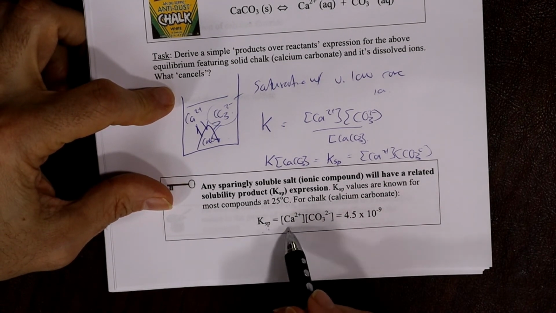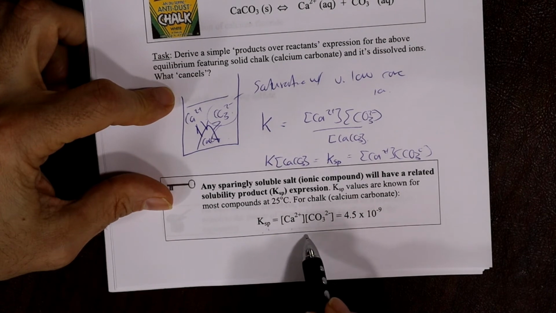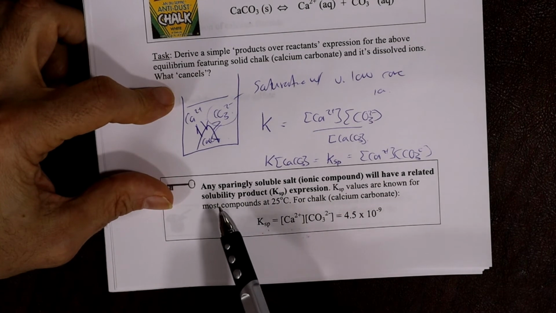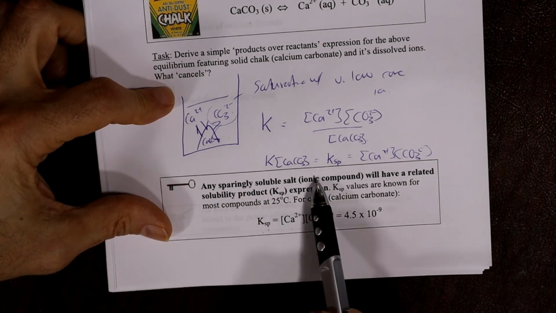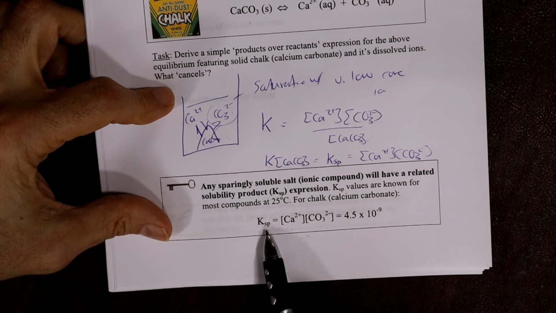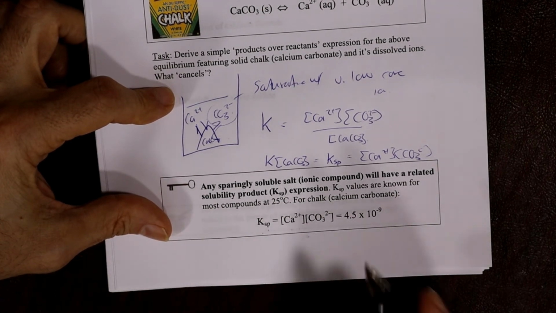It's basically the ions in solution, because the solid doesn't count in any equilibrium expression. It doesn't have a measurable concentration. So any sparingly soluble salt, any ionic compound, will have a related KSP. The numbers are always small.